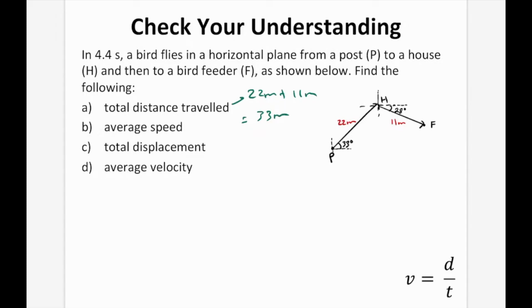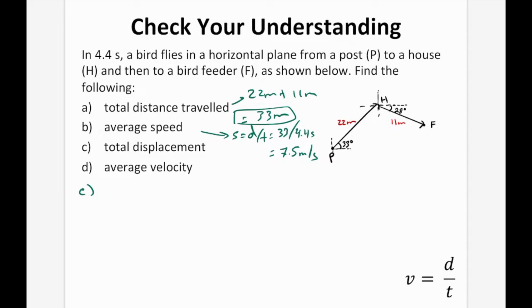The average speed is going to equal distance divided by time. So 33 divided by 4.4 seconds gives us 7.5 meters per second. Now C, total displacement, that's when it gets a little bit more complicated. So now we need to break it into our components.